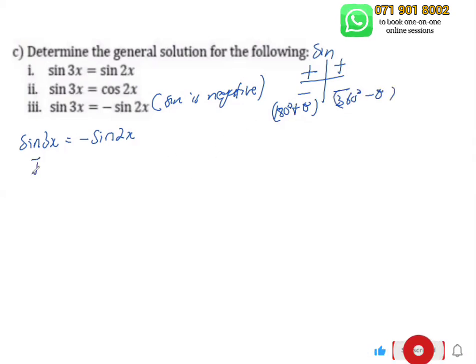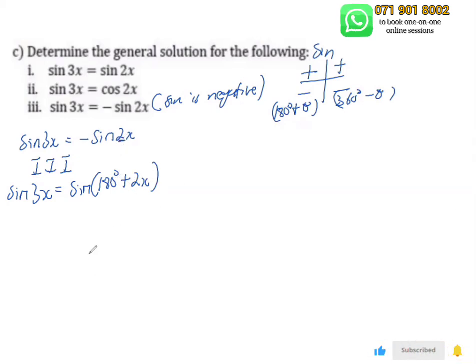So now what we're going to do is tackle this within the third quadrant. Our case one will be sine 3x, and then we have to change this. Remember, it's negative, so we know that it will be negative within the third quadrant. So it's going to be 180 degrees plus 2x. Remember, we now treat that 2x as the reference angle. So it's 180 degrees plus that reference angle.